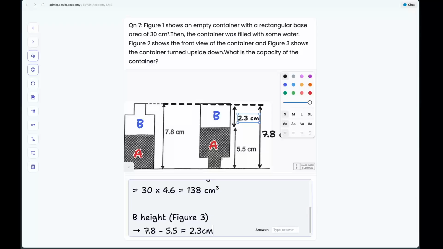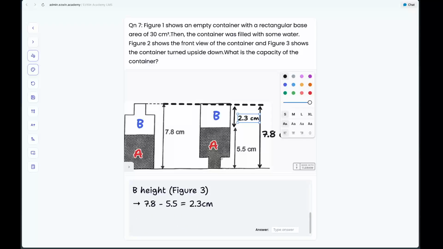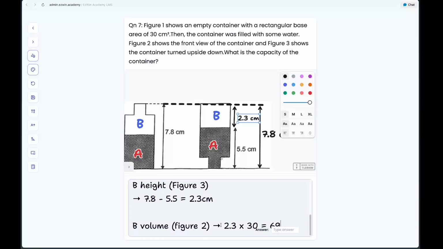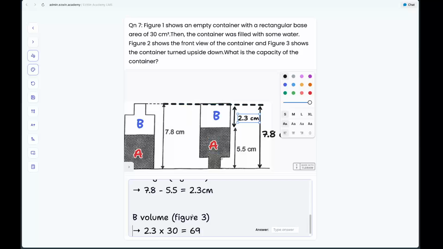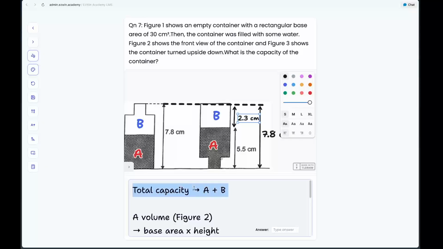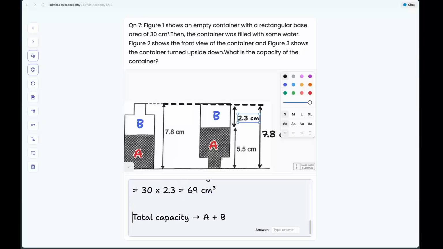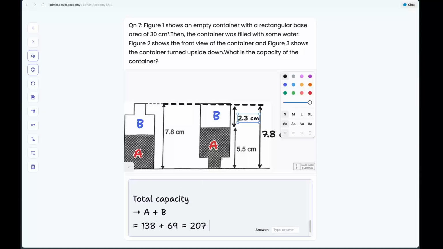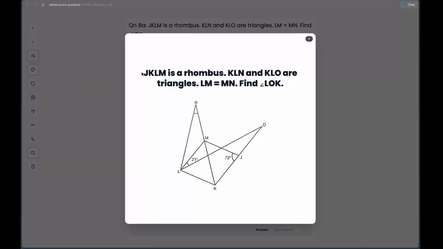Once we know the height, we can get the volume of B, in figure not 2, but 3. So that means it's 2.3 times 30. Same thing, right? Base area times height. So the base area is 30 times 2.3, and this will give us 69 centimeter cube. Since we know volume A and volume B, the total capacity would then be the total of 138 plus 69, which is 207 centimeter cube. And that's the answer.